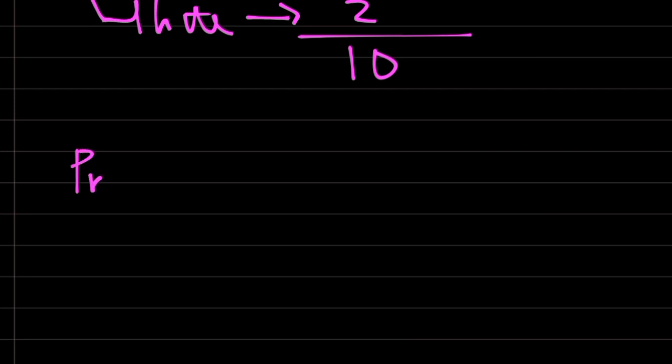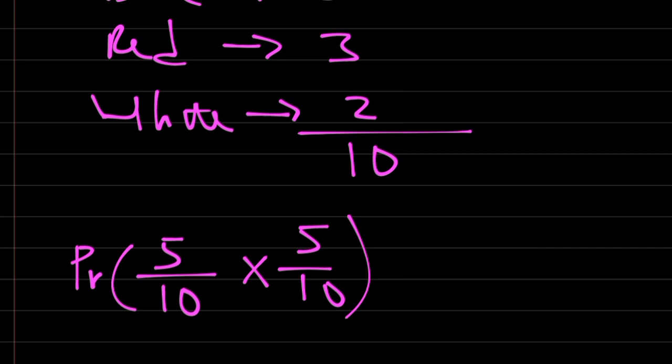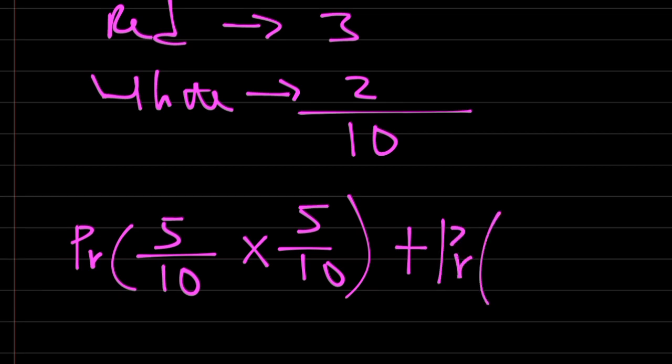Probability of the first picking is blue is going to be the number of blue balls over the total number of balls. And the second picking is still blue. Don't forget we have replaced it, so there's no problem. The probability remains the same. So it's going to be 5 over 10, or, plus, probability of red ball is going to be 3 over 10 times 3 over 10.